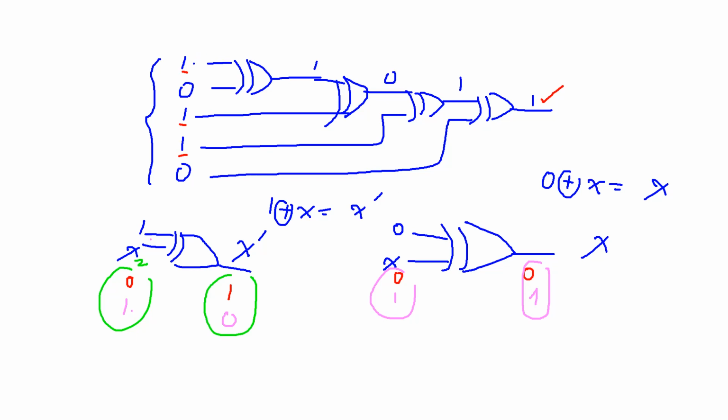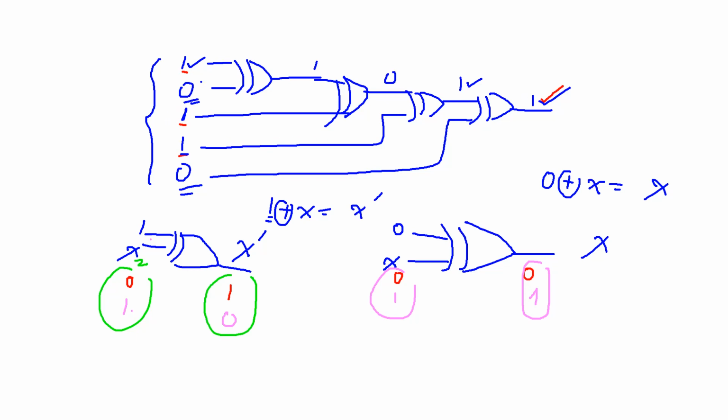That means if you have, for example, 1, and do XOR with 0, then the output will be opposite to 0, so it becomes 1, right? If there is 1 again, then it will be inverted again, right? Okay, inverted again, output then becomes 0. Then if input is 1 again, then output is 1. But if this input is 0, output is to be the same.